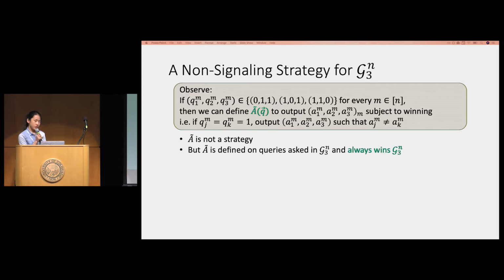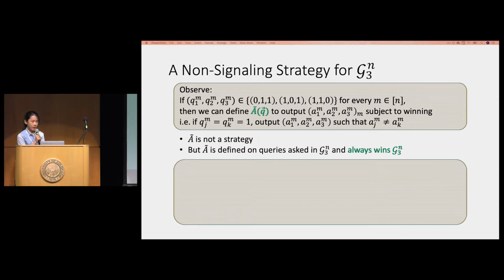But the interesting thing is that this A tilde is defined on all queries which are actually asked in the n-fold repetition of the game. And so we can consider the notion of its value with respect to this game, and it always wins this game.